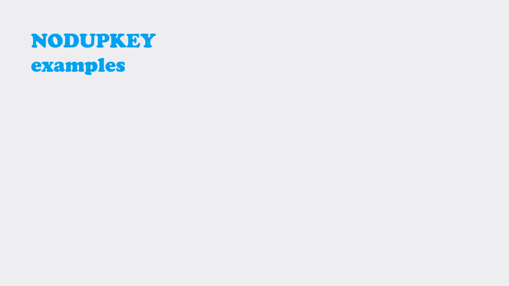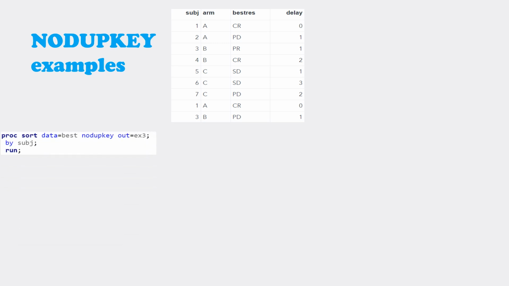Now let us see nodupkey examples using the same dataset best. In this example, the sort procedure is used with the nodupkey option. This is similar to example 1 above, but I'm going to use the nodupkey option instead of the nodup option and compare the difference in results. Notice that the proc sort eliminated one of the observations for subject 01 and for subject 03.